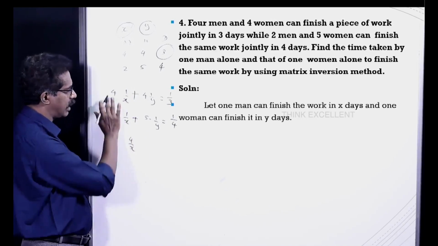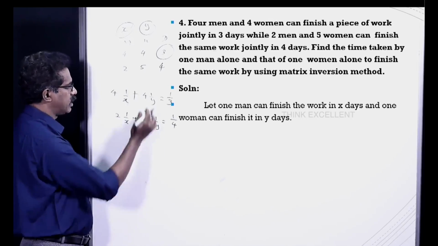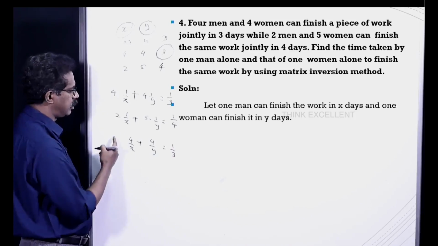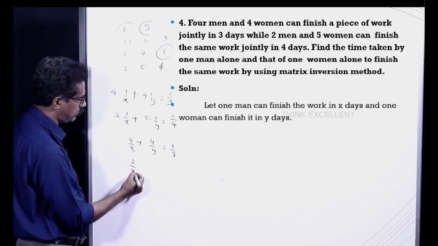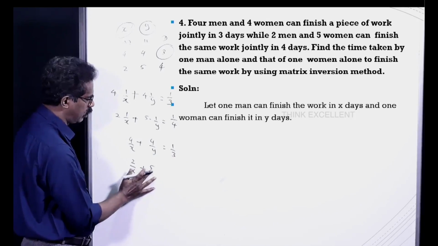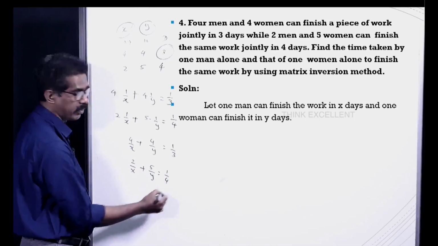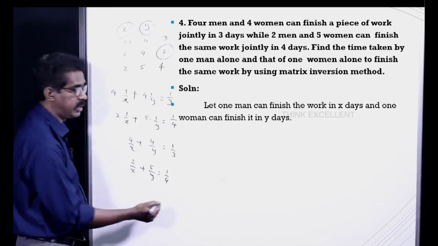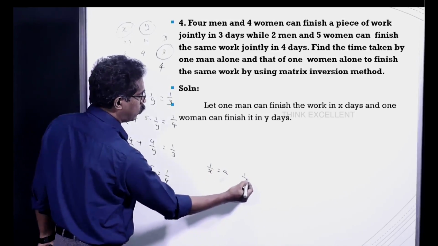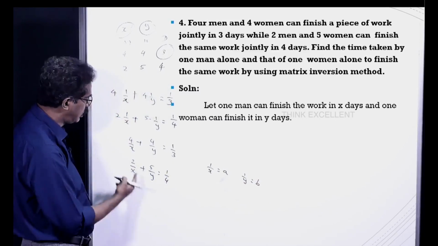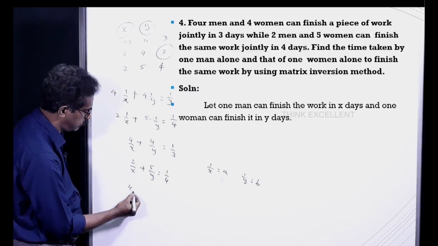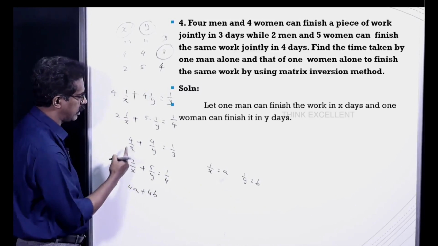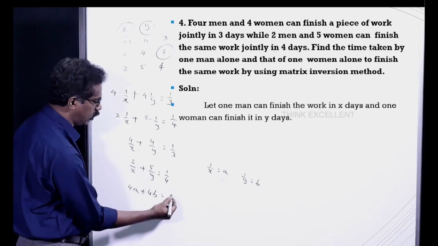4/x plus 4/y equal to 1 by 3, and 2 by x plus 5 by y equal to 1 by 4. When you have x and y in the denominator, what we normally do is take 1 by x as a and 1 by y as b. So the first equation is 4a plus 4b, because 4 into 1 by x, 1 by x is a. 4a plus 4b equal to 1 by 3.